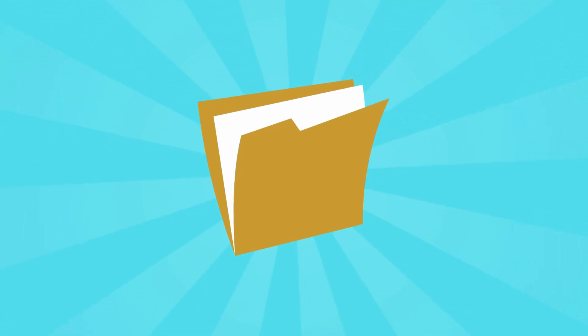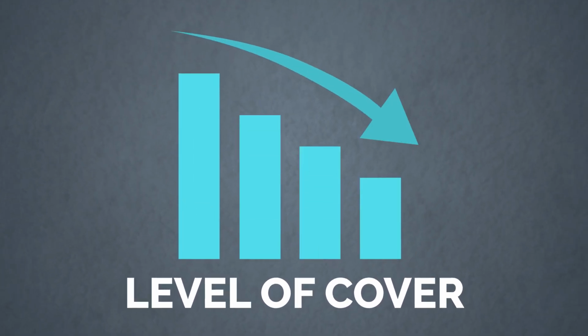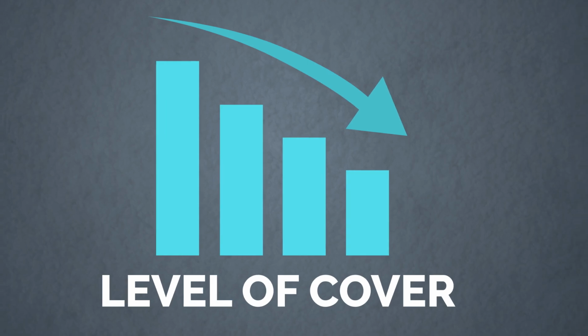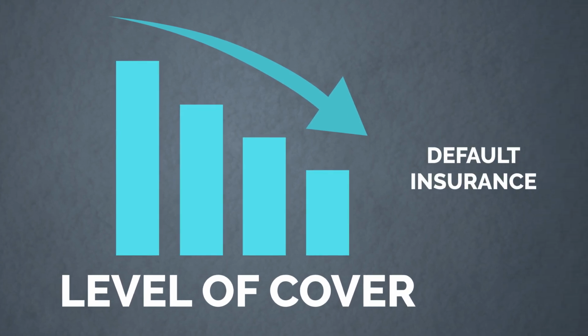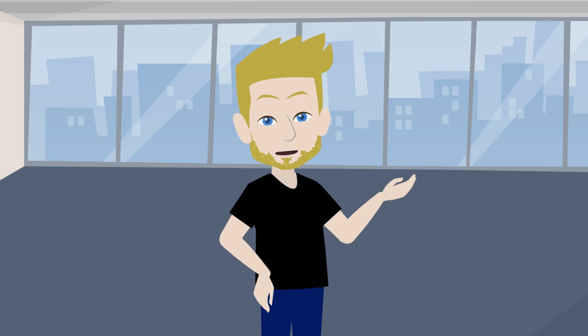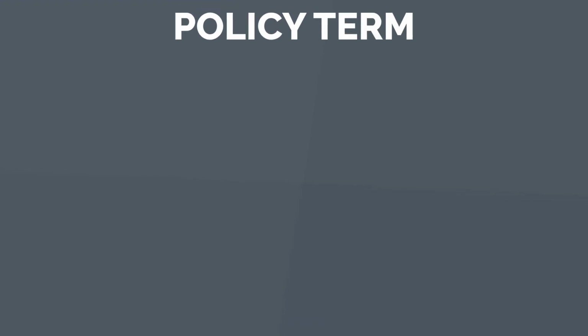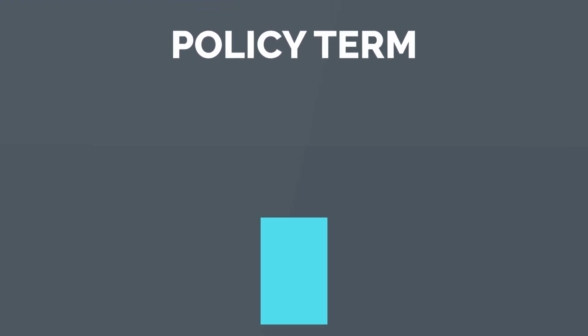There are some life insurance policies where the premium remains the same, but the level of cover automatically reduces as you get older. This is common in the default insurance policies offered by industry super funds. Our preference is that the policy owner remains in charge of the sum insured so it can remain appropriate for your needs. The policy term determines the duration of your life insurance coverage.